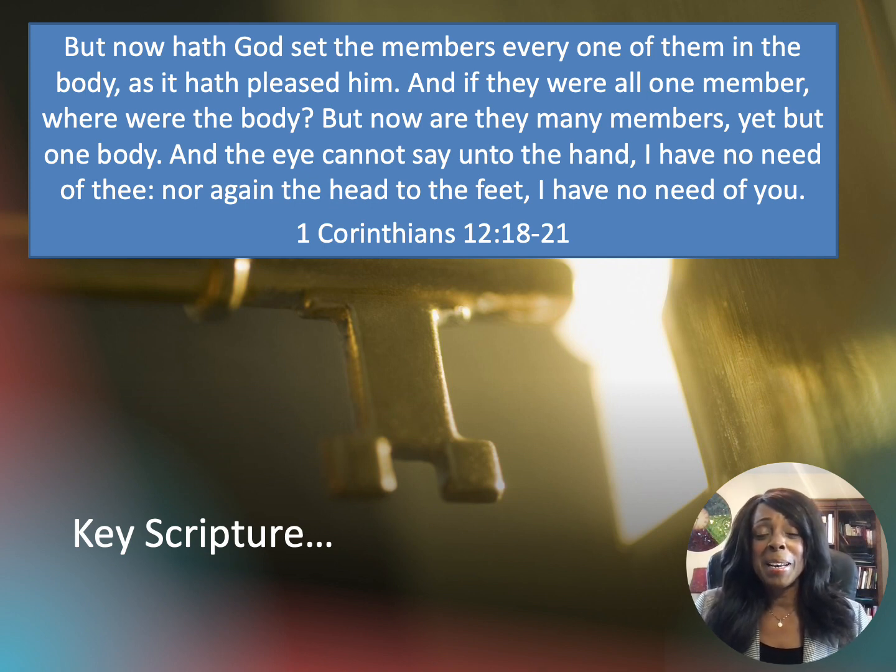Listen, we need each other, right? We need the members in the body. And as a church, we are part of the body. So we do not want to isolate ourselves. We want to be ahead of our time, and we want to lead change. We want the church to be relevant. We want the church to be the loudest voice.